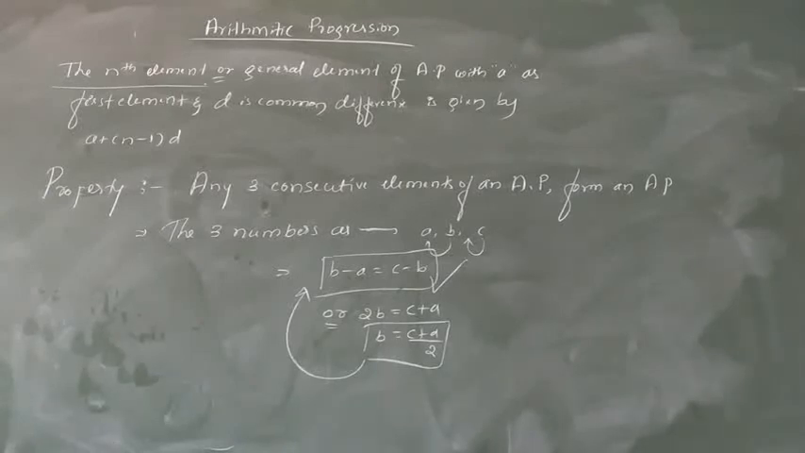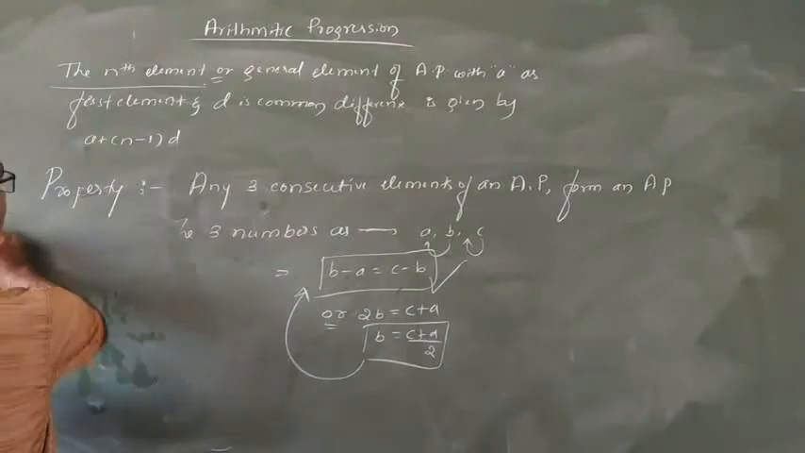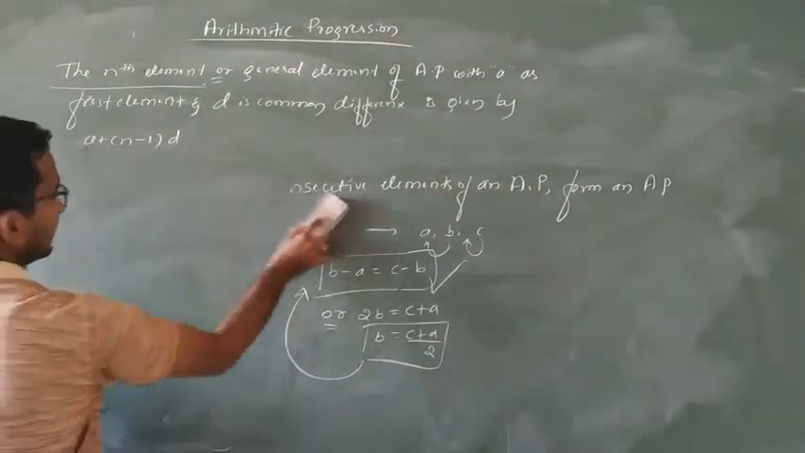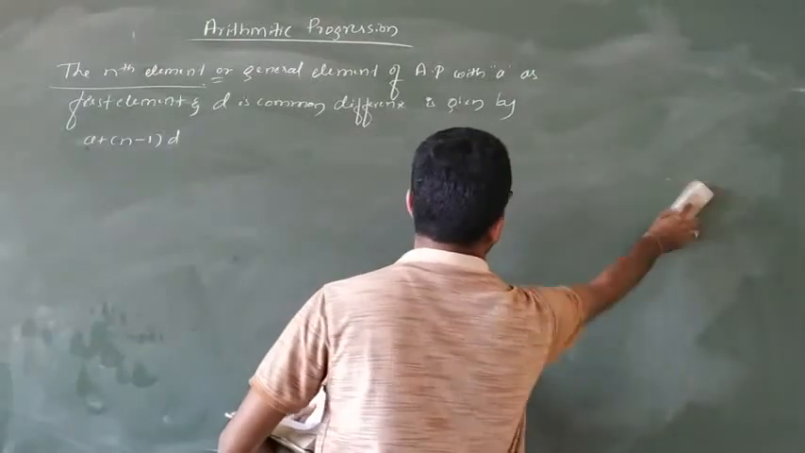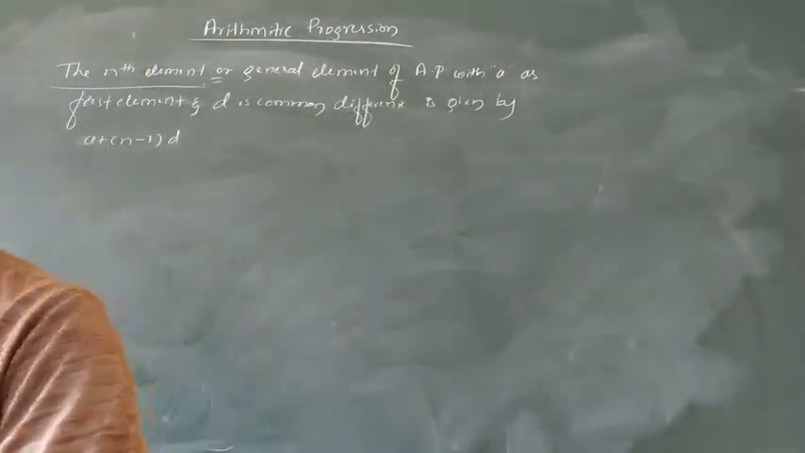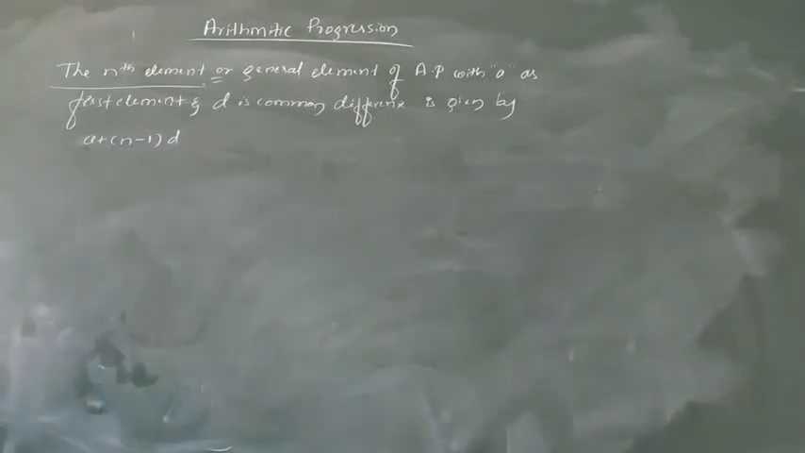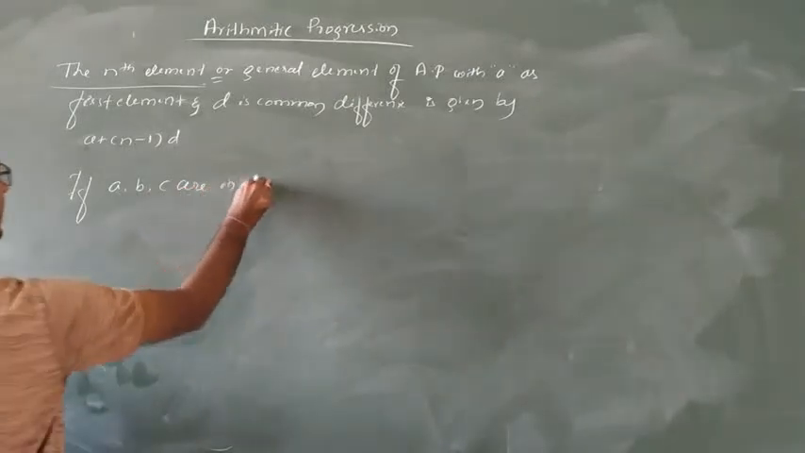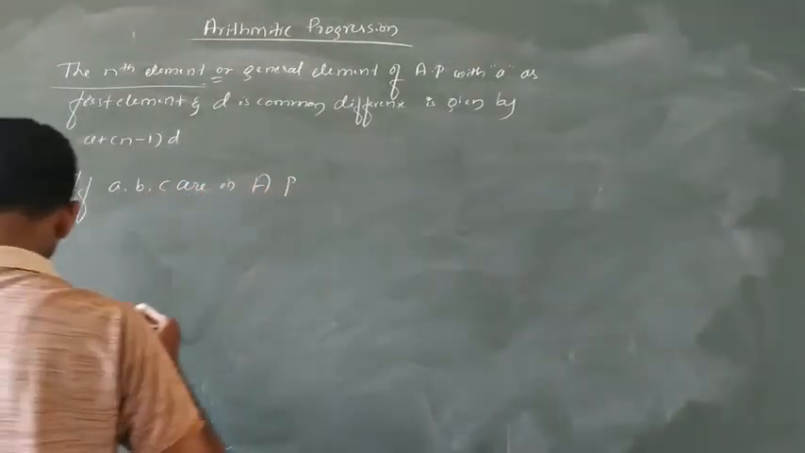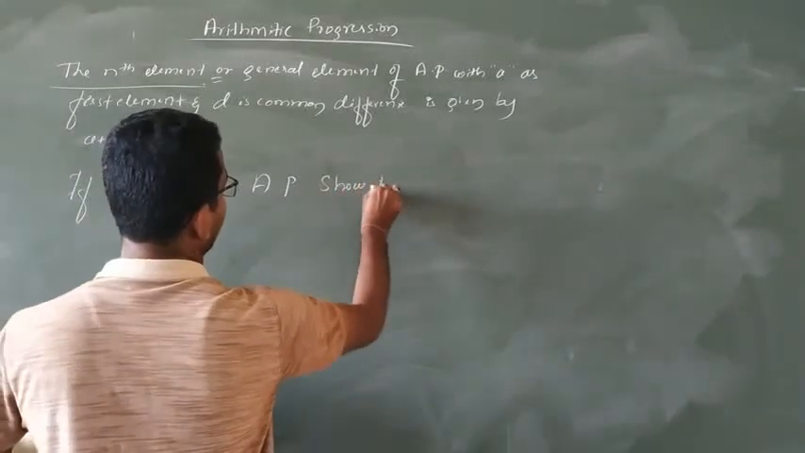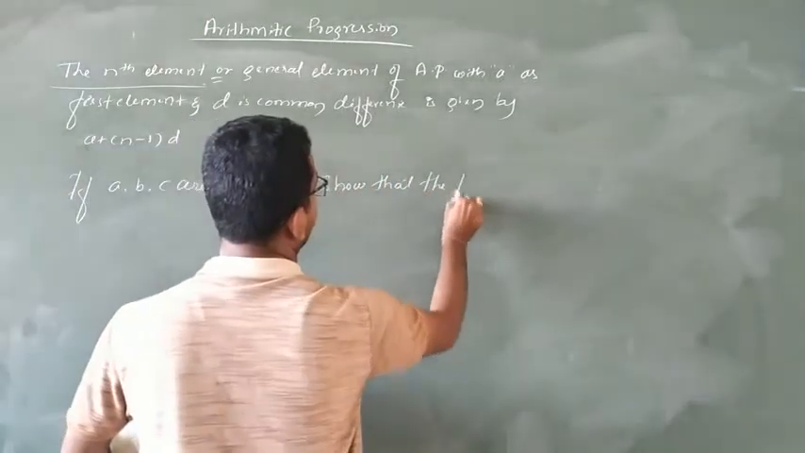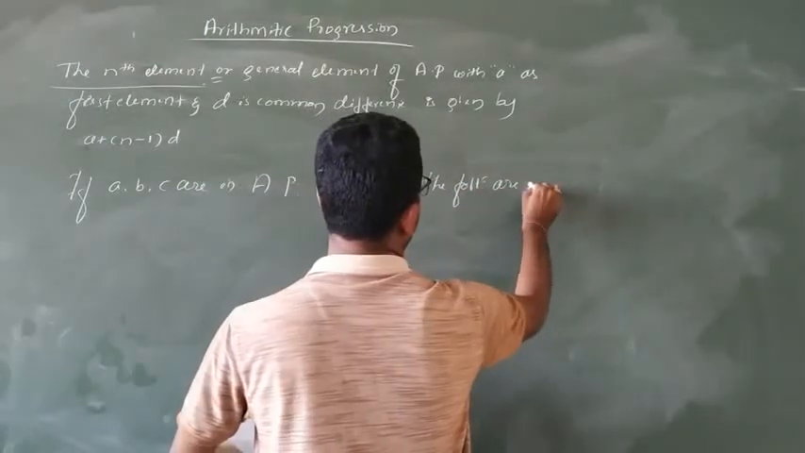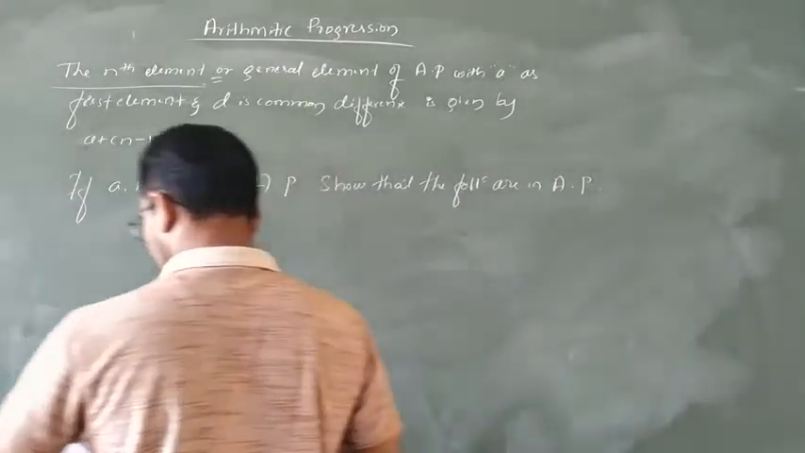One simple example I am going to solve here, and the two more examples I will solve in the next class. So the example is given on the basis of this property. If A, B, C are in AP, show that the following are in AP. So one simple example I am going to solve here.